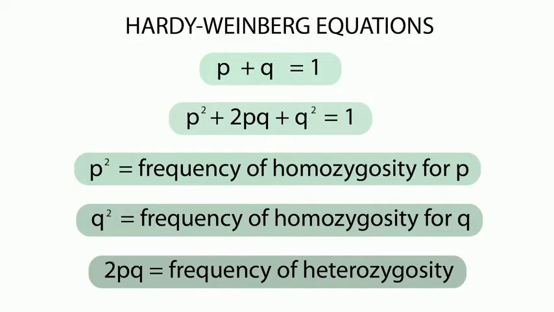Basically, with Hardy-Weinberg population genetics, we're looking at frequencies of two different alleles, which we call p and q. Now, if these are the only two alleles, and 100% of the population has one of them, then p plus q equals 1. And there are three possible genotypes. You can be homozygous for p, which is p squared, or you can be homozygous for q, which is q squared, or you can be heterozygous, which is 2pq. And if you add all those frequencies up, that's p squared plus 2pq plus q squared, and that equals 1, since that's going to add up to 100% of the population.